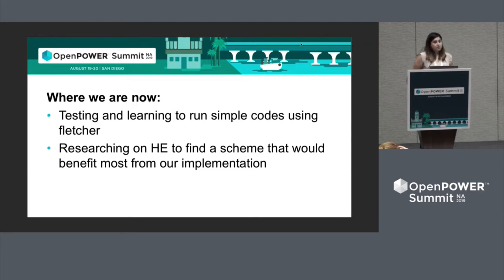Where we are now with this project is that we are testing and learning to run simple code using Fletcher. We're following what the folks at Delft are doing, and we're researching homomorphic encryption, finding the best schemes that can benefit most from this kind of implementation. We're at a starting phase with this project, so any ideas or recommendations you have are very welcome. Thank you so much.